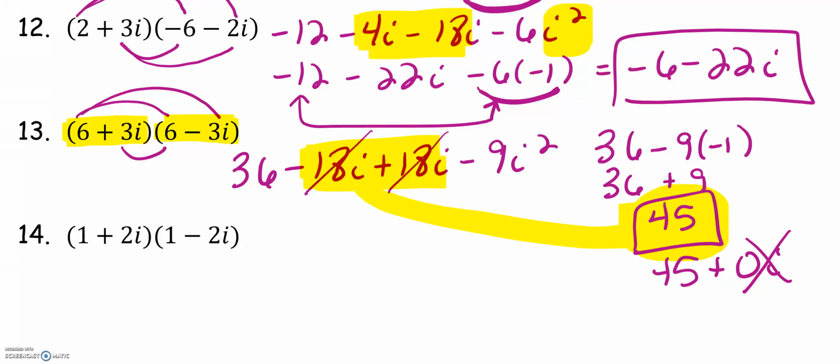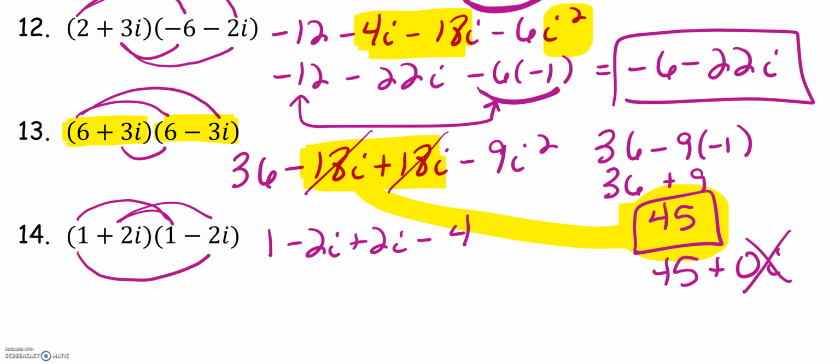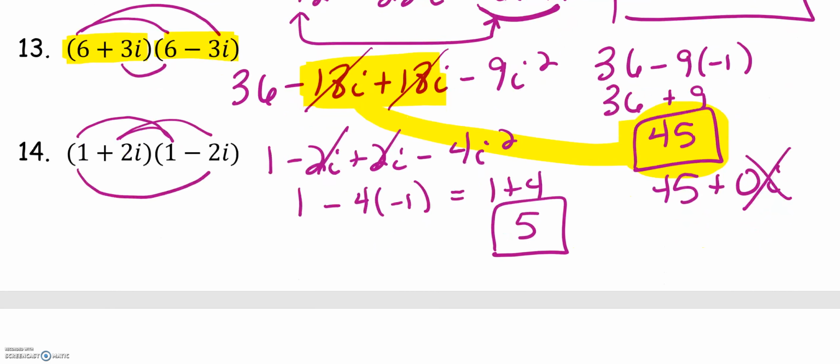Okay, so this last one, same thing. Multiply the first, 1. Outer is negative 2i. Inner is positive 2i. And then last is negative 4i squared. Outer and inner cancel. 1 minus 4 times negative 1, which is 1 plus 4, and the answer is 5 on this one. So if you have conjugates, which is same real number and different last number or imaginary number, 6 plus 3i, 6 minus 3i, or 1 plus 2i, 1 minus 2i, the outer and inners will always cancel, and we're left with just a real number without an imaginary. Okay, guys, your homework, like I said, it's written at the top.